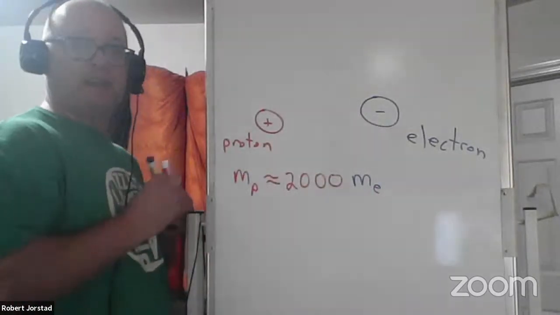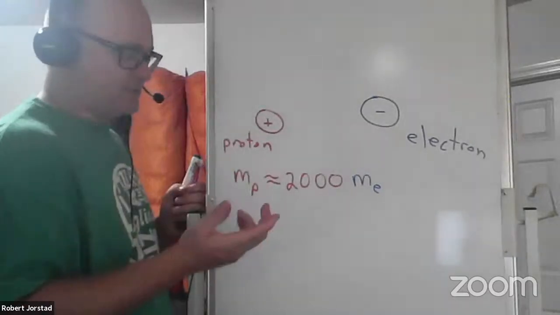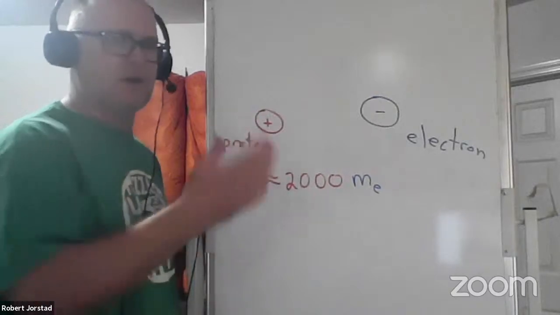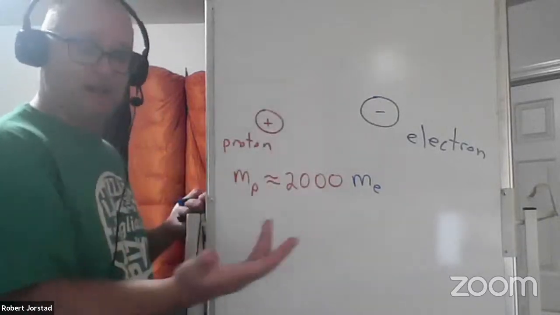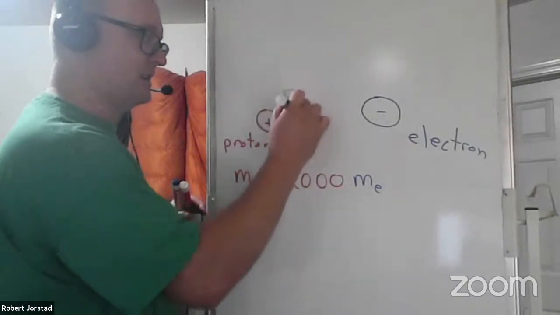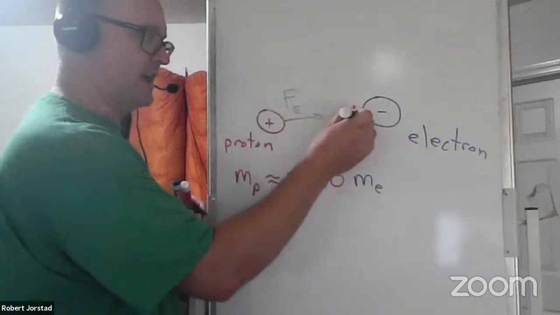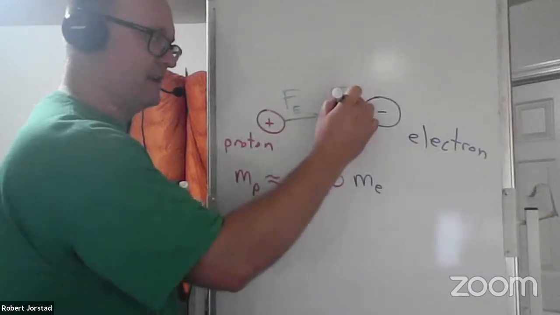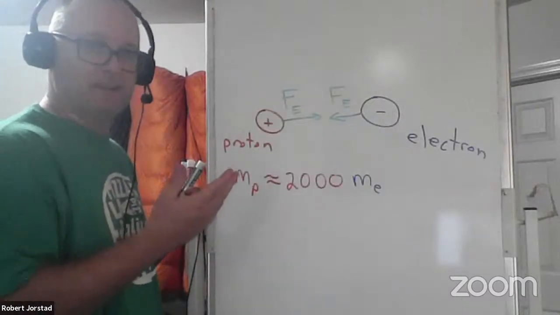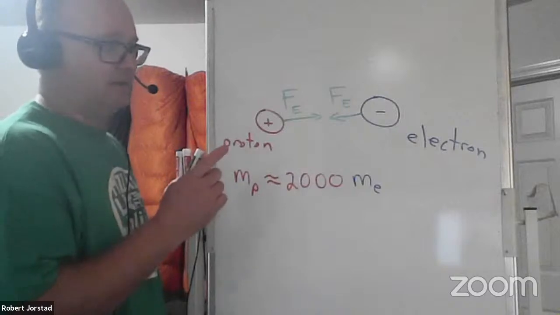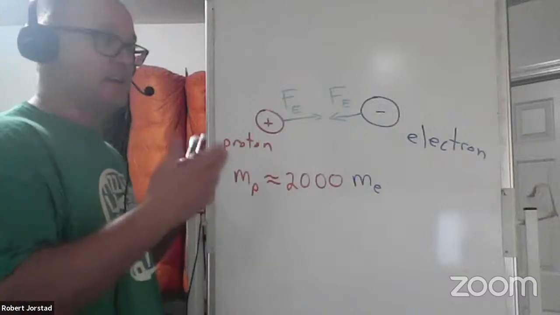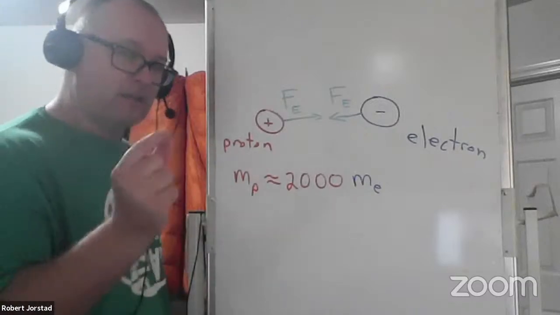Now, in this case, we would expect a similar situation where the proton is going to have much smaller accelerations, right? They have the same force by Newton's third law. These are exerting a Coulomb force on each other. There's a force due to the electric field here, and it's the same size on each of them. However, because this one is 2,000 times more massive, it's going to have smaller accelerations, but it is still going to move a little bit.